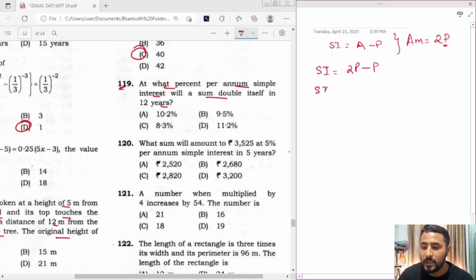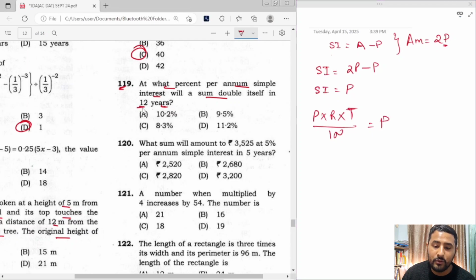Okay, so SI will be how much? 2p minus p will be p, but the given amount is how much? We need to find the rate of interest. So let us use the formula. Now you know the formula of SI, that's P into R into T by 100 equal to P, right? Because this P is there, she should write.